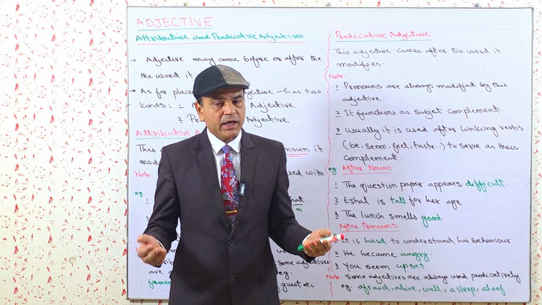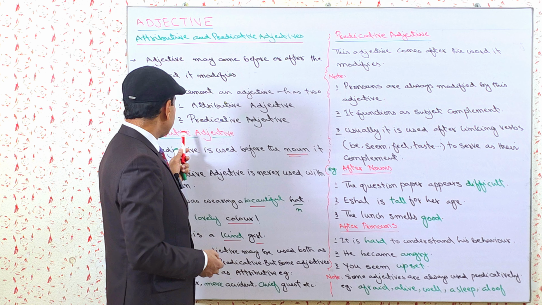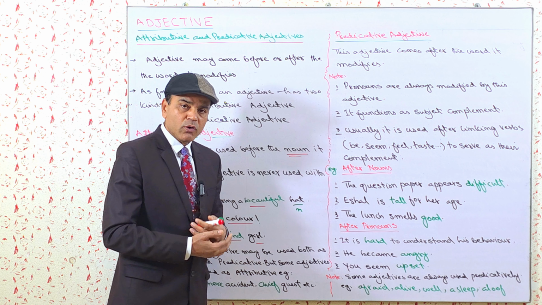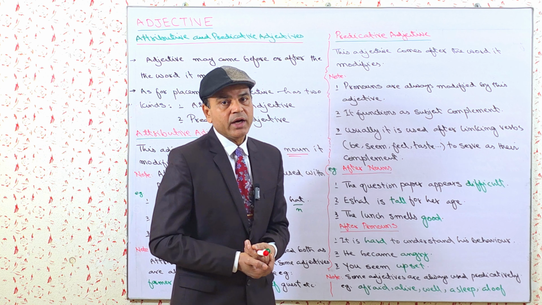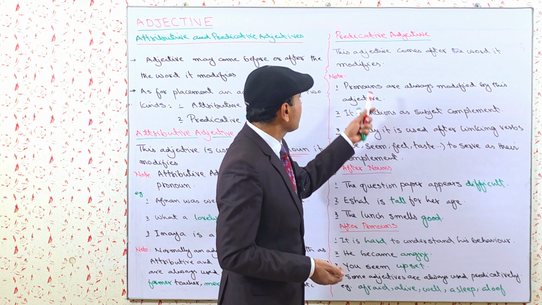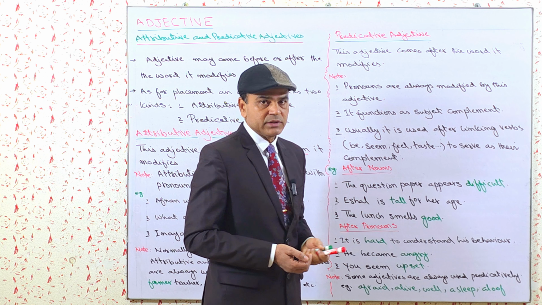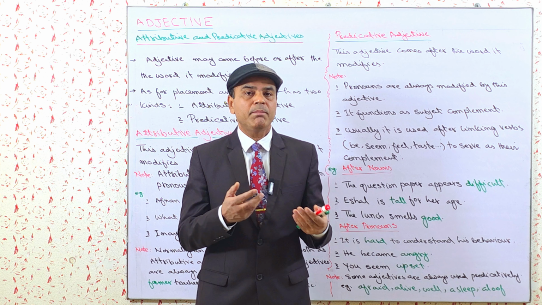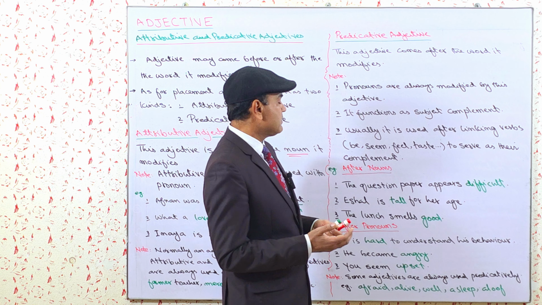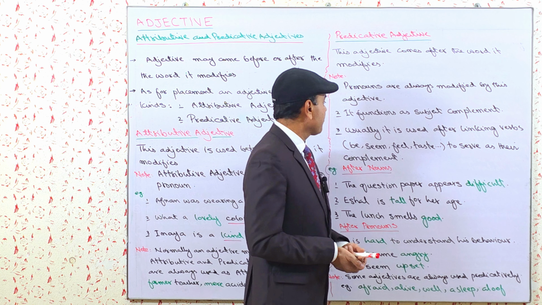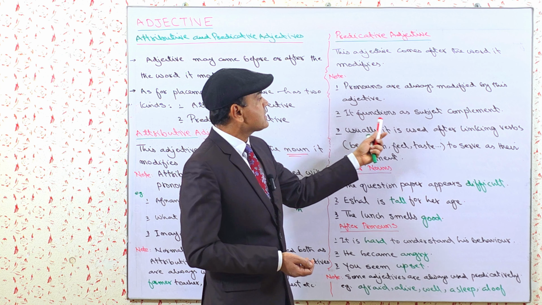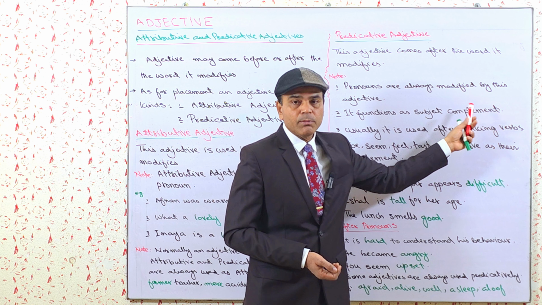Yes, as I already mentioned, an attributive adjective is never used with a pronoun. But what kind of adjectives are used with pronouns? They are predicative adjectives. That means a pronoun is always modified by a predicative adjective, not by an attributive adjective. Number two about the predicative adjective is that it functions as a subject complement.